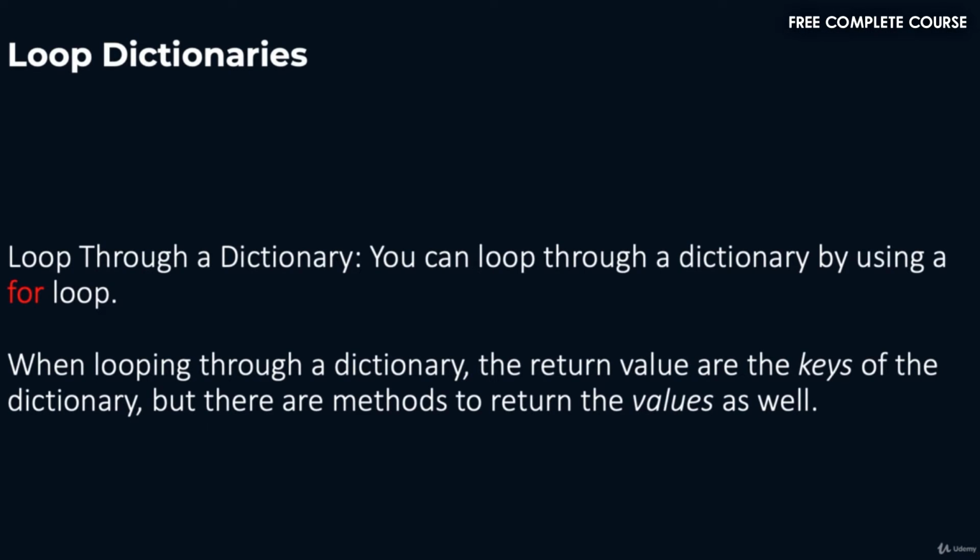We're going to talk about loop dictionaries. So, loop through a dictionary. You can loop through a dictionary by using a for loop. When looping through a dictionary, the return values are the keys of the dictionary, but there are methods to return the values as well. So, let's jump into our dictionaries notebook and take a look at this.